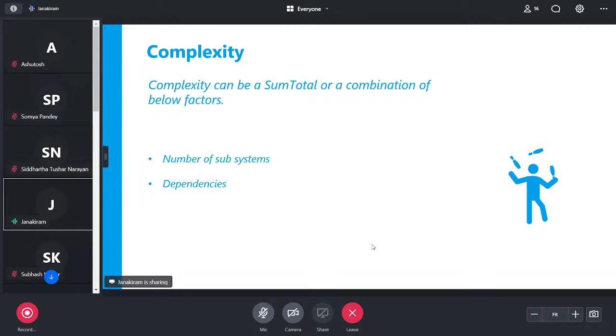Number of dependencies can also dictate the complexity of a project. If there are a higher number of dependencies, the complexity goes higher as well. Ambiguities, right? We have another principle on ambiguities itself. So the more the ambiguity in the project, the higher the complexity. Uncertainties, right? This directly relates to risks. The higher the number of risks, the more complex the project becomes.